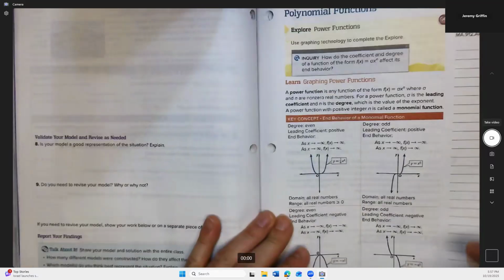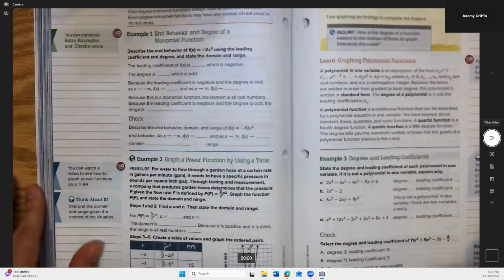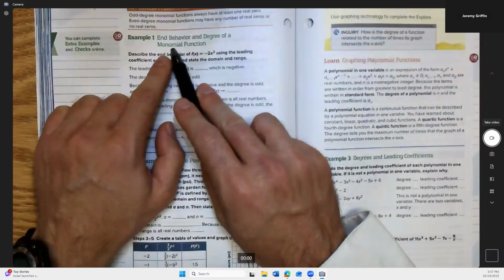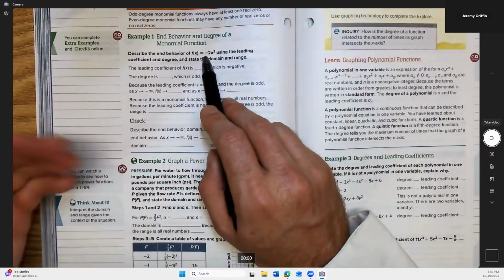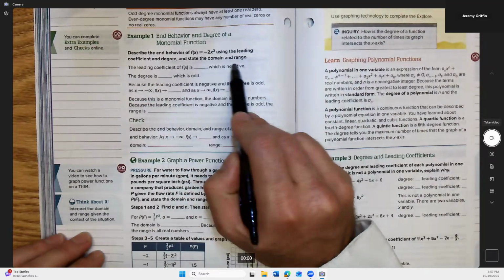What we got next? End behavior and degree of a monomial function. Okay, so monomial, we're going to get one term. Oh, and there it is. f of x is negative 2x to the 3. Okay. State the domain and range.